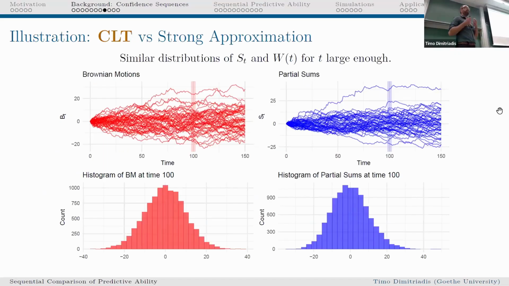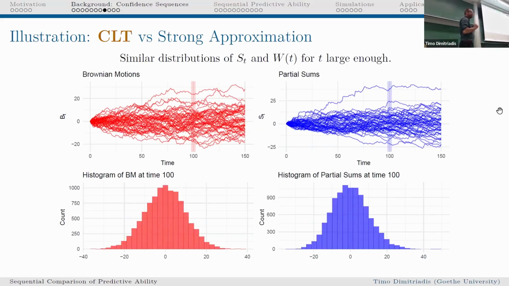So very intuitively, what does the CLT say? Here we have a Brownian motion, many sample paths. Here we have the partial sum process. I think I simulated exponential distributions and then summed them up. Now, if we look at sample size 100 and plot the histogram over all these lines, then these two distributions are similar. That's distributional convergence. So histograms or the CDFs converge.